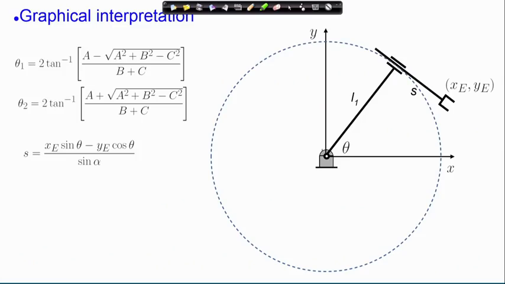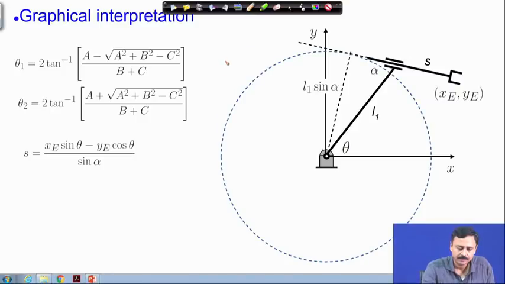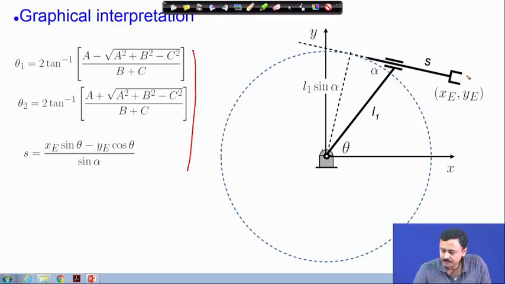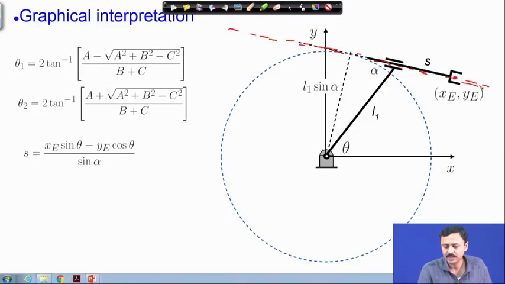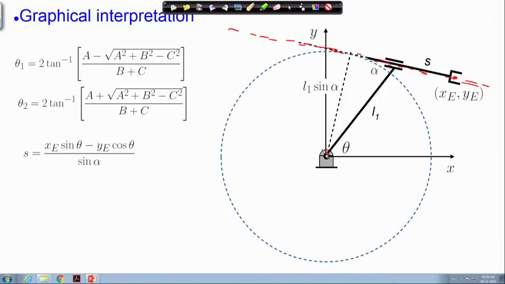Let us try to understand the two solutions that we have obtained. I have written out the solutions here. In this inverse kinematics problem, we were given this x e and y e, this was known. We had to find out this angle theta and the throw of the actuator. Now, here I have drawn a circle which is tangent to the line of sliding of the prismatic actuator. This is the line of sliding of the prismatic actuator, and this circle is the tangent circle centered at the origin, the base of the manipulator.